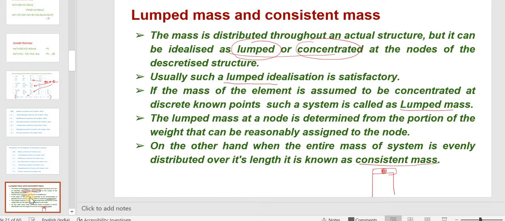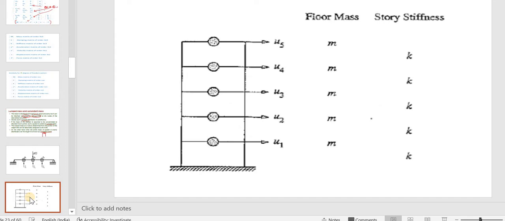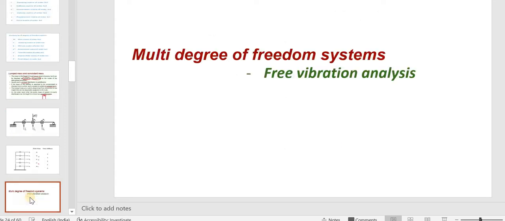So in our analysis, we will be doing it like so. Here you can see M1, M2, M3. That is lumped mass. Here the first floor mass we are assuming is located at the center. Likewise M1, M2, M3, M4, M5, that is lumped mass.